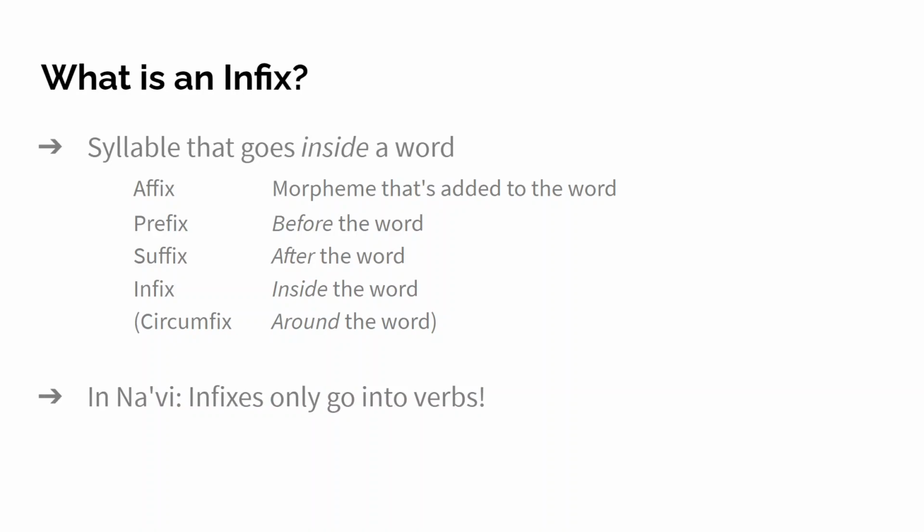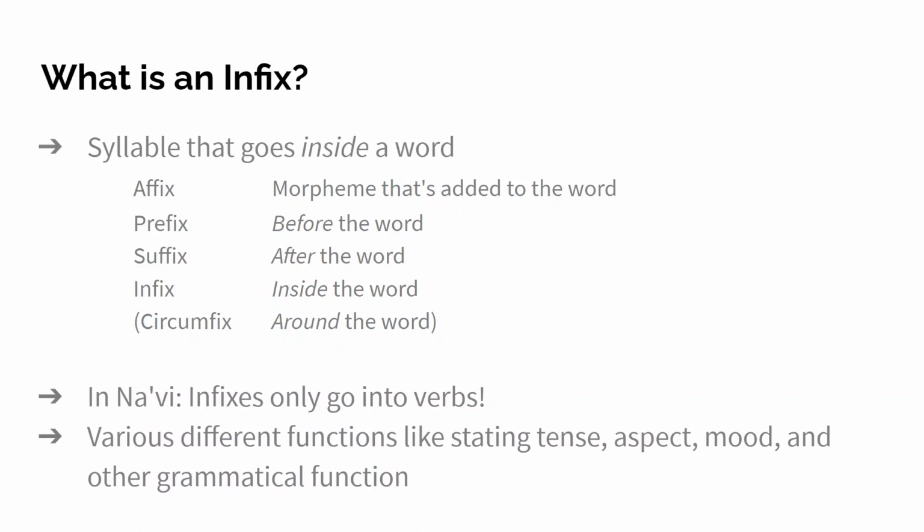And what is very important: infixes only go into verbs. We had it before that, for example, case endings only go after nouns. The a to connect an adjective to a noun only goes on an adjective, and the infixes only go into verbs. That's very important to keep in mind. And they have various different functions, like stating tense, so when something happens, aspect, is it finished or not, mood, and also other grammatical functions, but you will learn all of these in the coming few lessons.